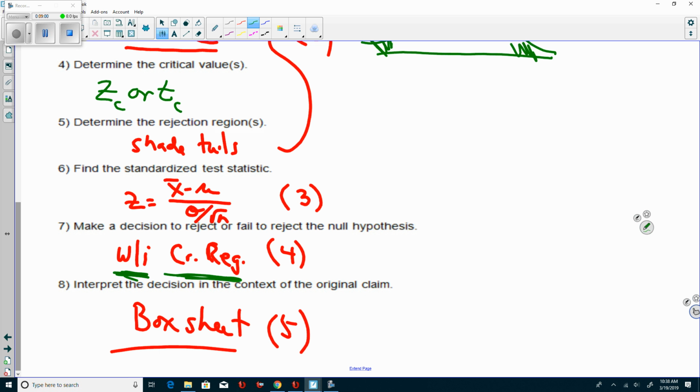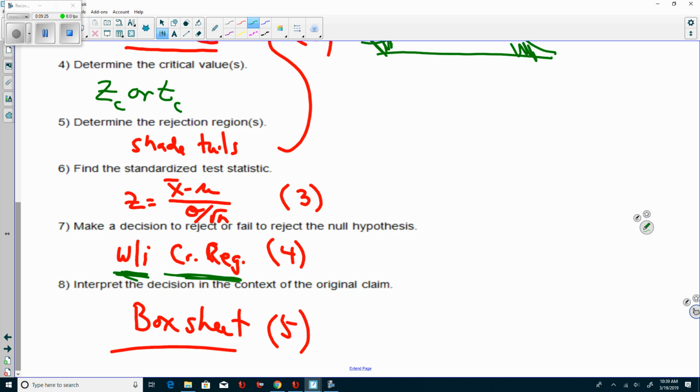That's your box sheet. I call it the box sheet. Remember, step 5: what is your claim? It gives you your claim. Is your claim the null hypothesis or the alternate hypothesis? Do we reject or fail to reject? There is enough evidence to support. There's not enough evidence to support. All that, that's your box sheet. Okay? Does that make sense?